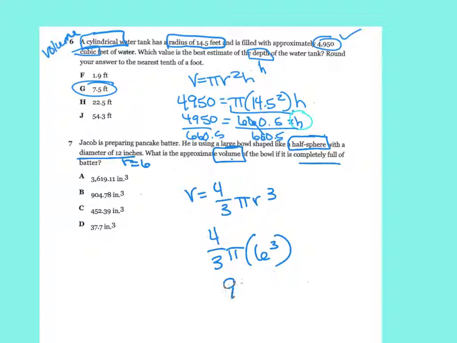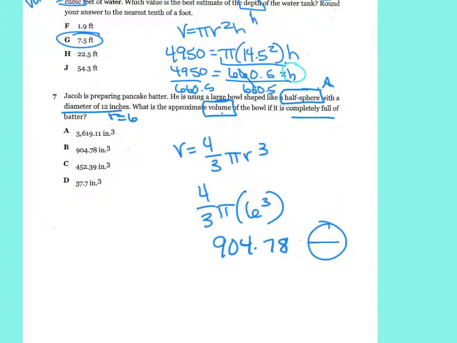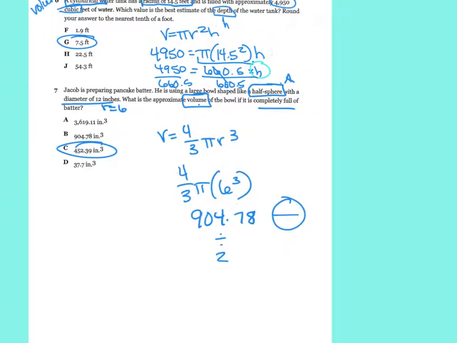Okay, and I get 904.78. But it's a half sphere. This would be an entire sphere. Well, spheres, that's not what a bowl is. A bowl is half of that. So divide that number by 2, and it should be 452.39.